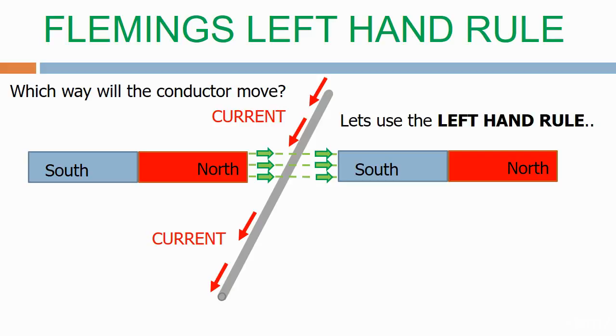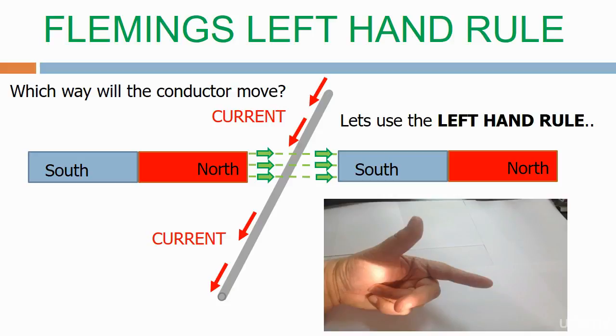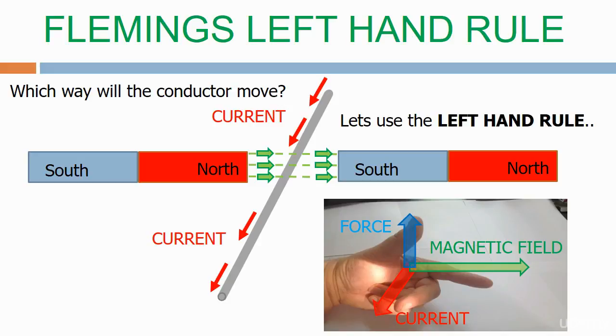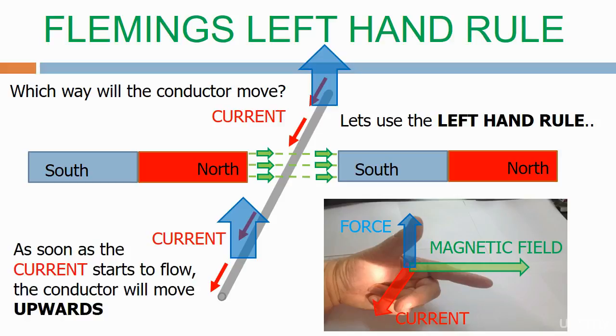Let's use the left-hand rule. Orientate your left hand as shown on the picture. The magnetic field is the first finger and it flows from left to right. The current represents the second finger flowing downwards. The force is the thumb pointing upwards. As soon as the current starts to flow, the conductor will therefore move upwards.